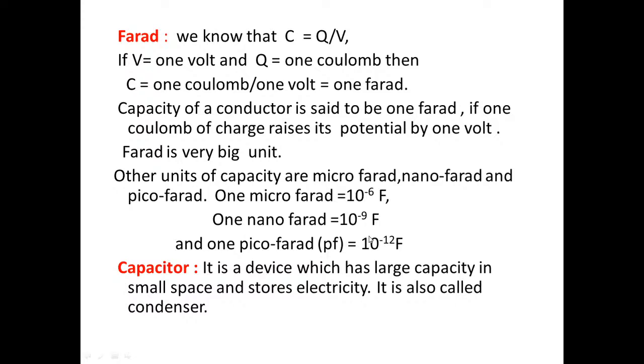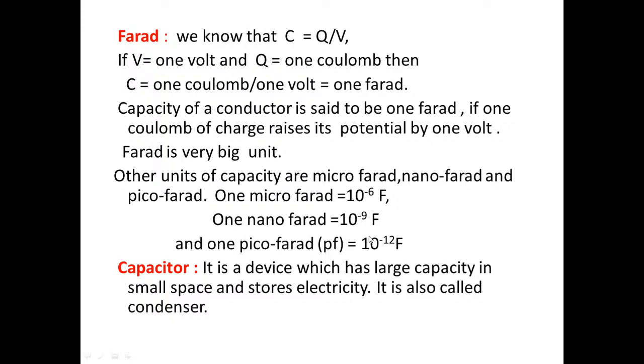The unit of capacity is farad. As we know, C is equal to Q upon V. If Q is equal to 1 coulomb and V is equal to 1 volt, then C is said to be 1 farad. Capacity of a conductor is said to be 1 farad if 1 coulomb of charge raises its potential by 1 volt. Farad is a very big unit.